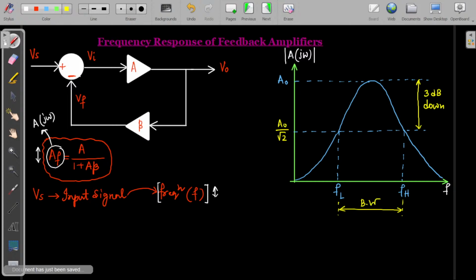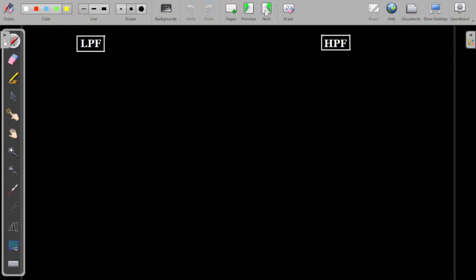So for every feedback amplifier, if we use the negative feedback, then the frequency response will look like this. And we have already discussed that this type of frequency response can be found using the low pass filter and high pass filter combination. We have done this in the case of BJT amplifiers. So you can see that within this response we have a high pass filter part and a low pass filter part. So high pass filter, what was high pass filter?